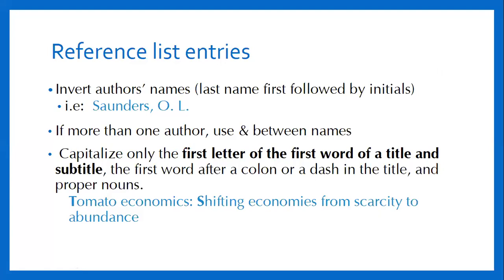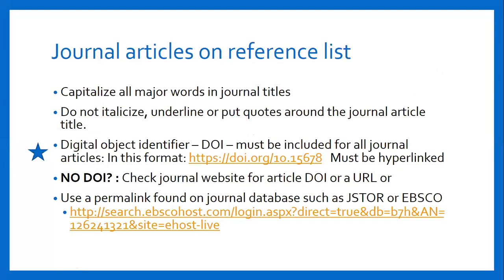Capitalization on reference lists is very specific. You only capitalize the first letter of the first word of a title and subtitle. So the first word after a colon or dash in the title, and proper nouns. Journal articles on a reference list, you capitalize all major words in journal titles, in the journal names, but you do not italicize, underline, or put quotes around the journal article title.